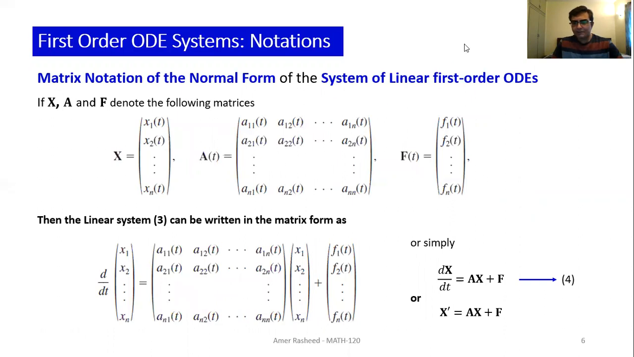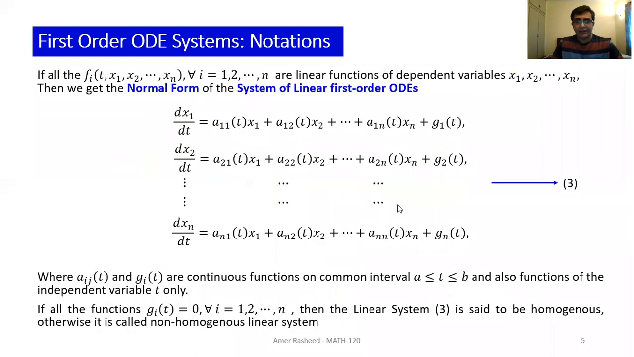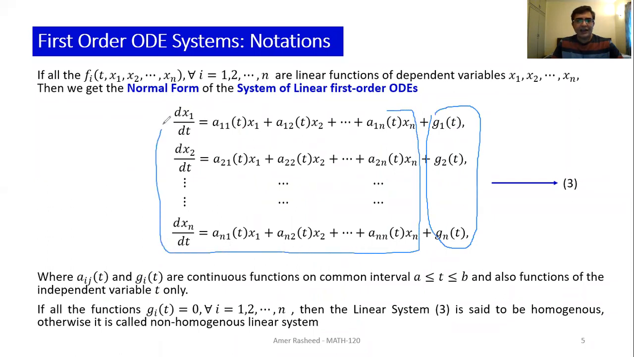There is a question: why is it called homogeneous? It's a standard notation, because if all these functions are 0, then we are left only with this system, which doesn't have any extra function involving only t. If we don't have this vector in the system, the remaining system we call homogeneous.